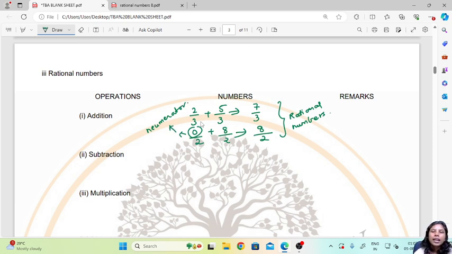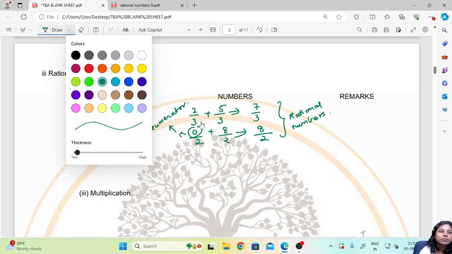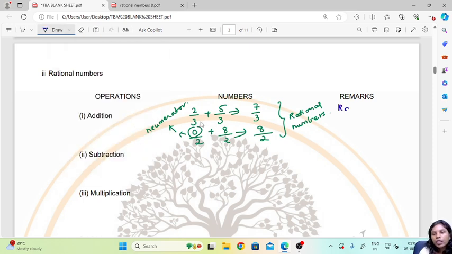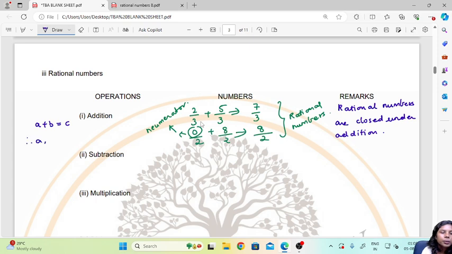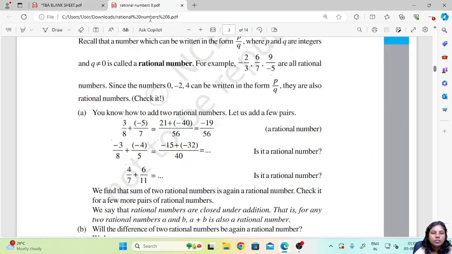So what we can say is that rational numbers are closed under addition. Okay, so here when we do a plus b equals c, a, b and c are rational numbers. Let's consider that as rational numbers. Next, let's look at subtraction.